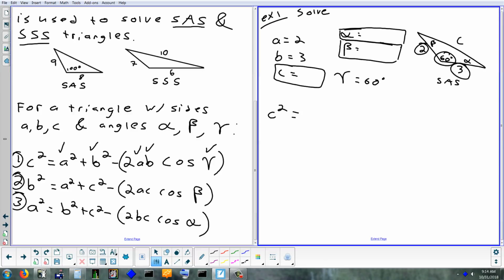So c squared equals a squared plus b squared. So a squared is 2 squared, plus 3 squared minus 2 times a times b. 2 times 2 times 3. And again, some of this you could kind of do as you go. I'm going to just write it all out, and then I'll start simplifying after. Times cosine of 60.